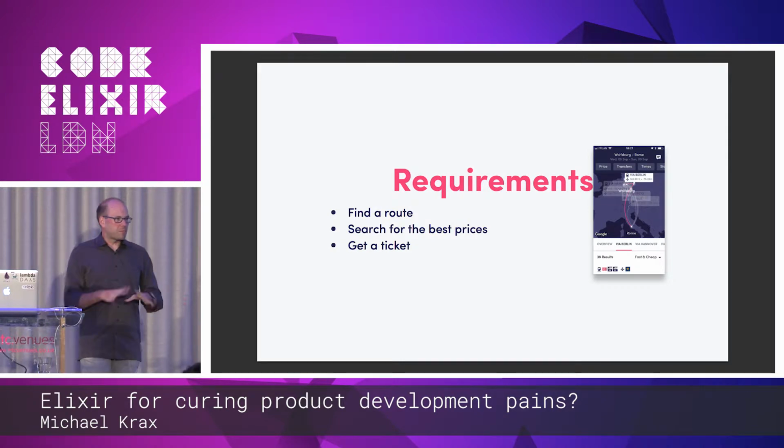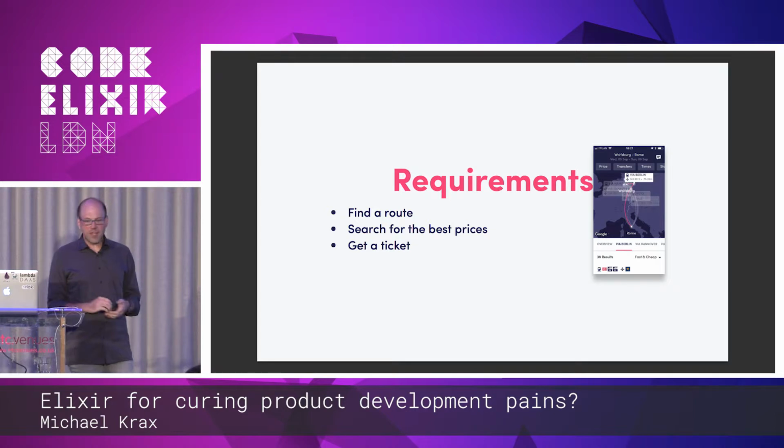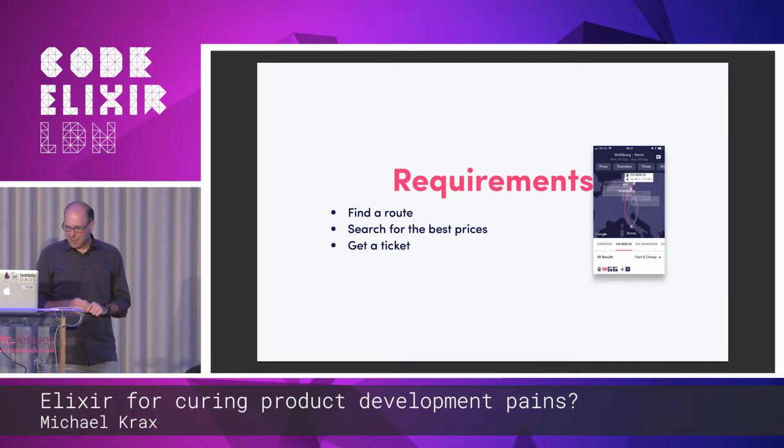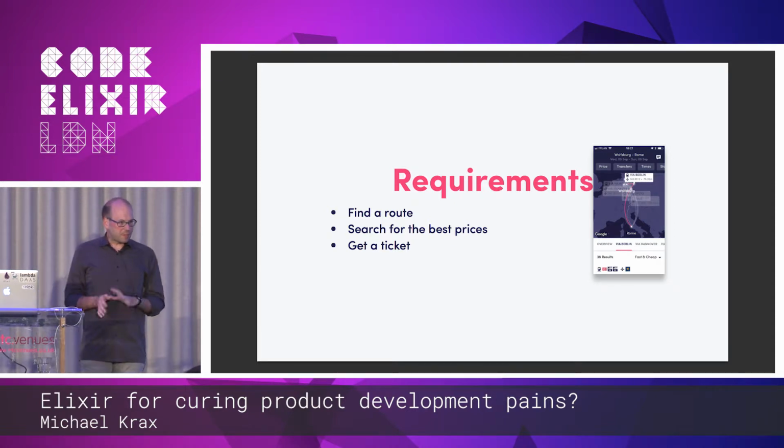So we can formulate some requirements for our product, and I'm doing this now in a very generic way. We need to find a route, which involves checking different possible connections to different airports. We need to search for the best price, because you obviously want to travel cheap, fast, convenient.